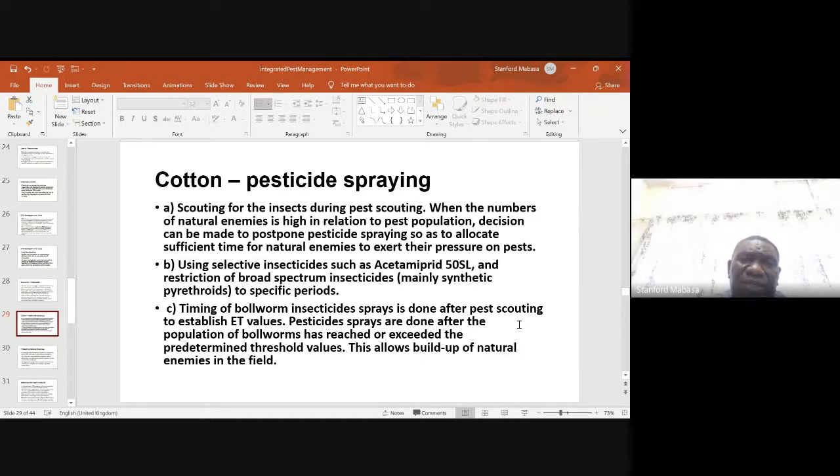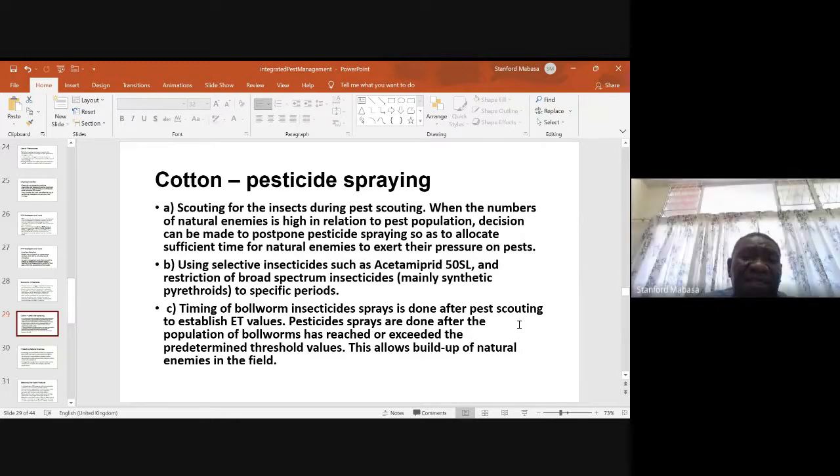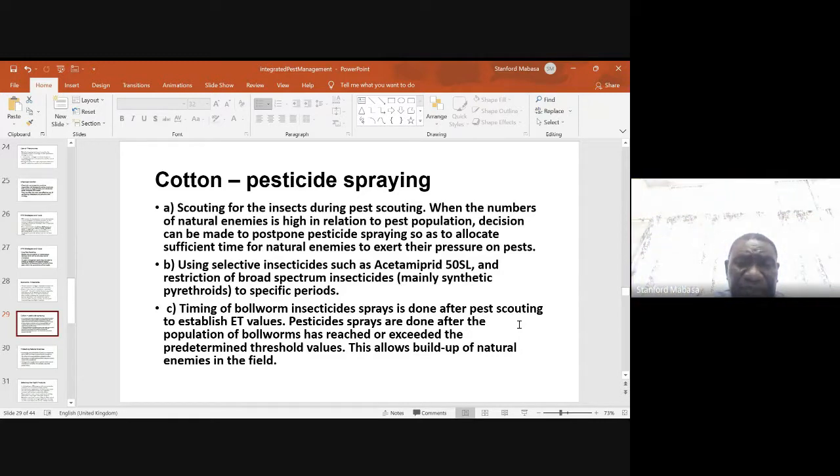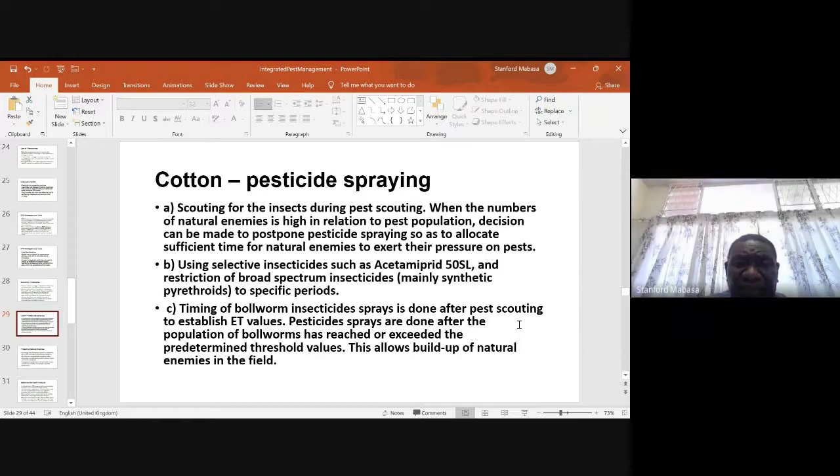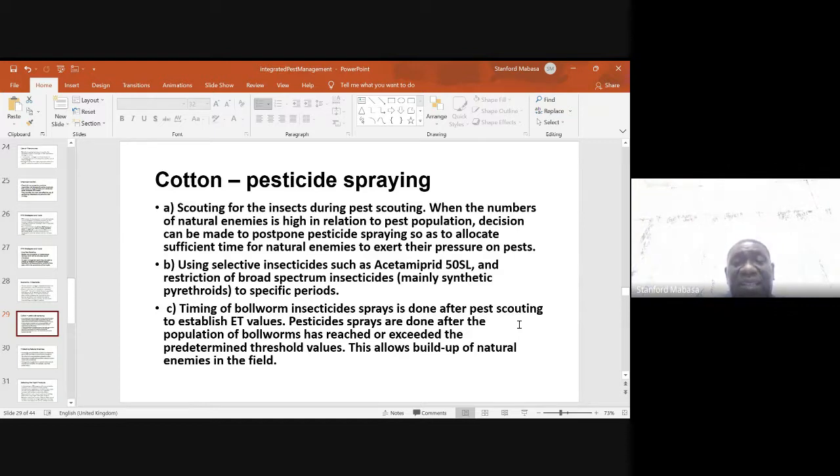So instead of using broad spectrum pesticides, let us try to choose selective ones, which can only target the pest and leave natural enemies. Because sometimes these natural enemies can take care of the pests, and there may not be any need to spray. And we should avoid just spraying unnecessarily.